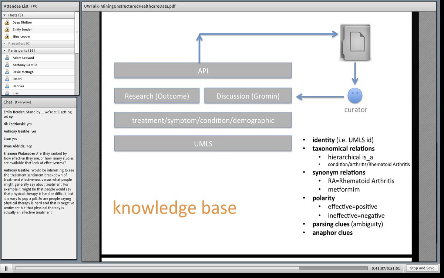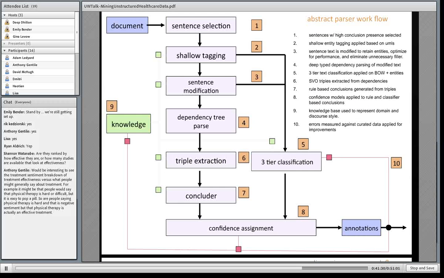And then anaphora clues are another thing that we use humans for in the knowledge base. For anaphora, knowing that a drug or a pill refers to a treatment, but more specifically a medication, whereas a machine may refer to a treatment and more specifically a device. That's all important.